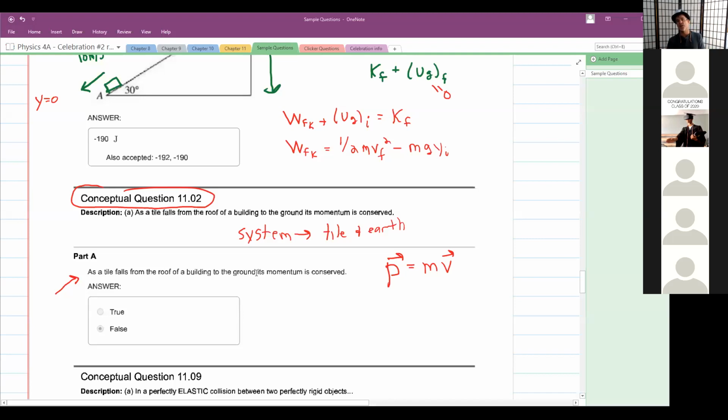If the system was not included, how do you know? So here I wanted to mention this also, the way this question was worded, I would have been specific. So let me just share this again. Share screen. I made sure that the questions being asked on the celebration were pretty clear. I chose this actually just so I could talk about the definition of the system, but here it just says as a tile falls, its momentum. So they're being specific that we're only talking about the tile. So in that case, its momentum is not conserved. If this question said the momentum of the Earth and tile are conserved, that would be true.